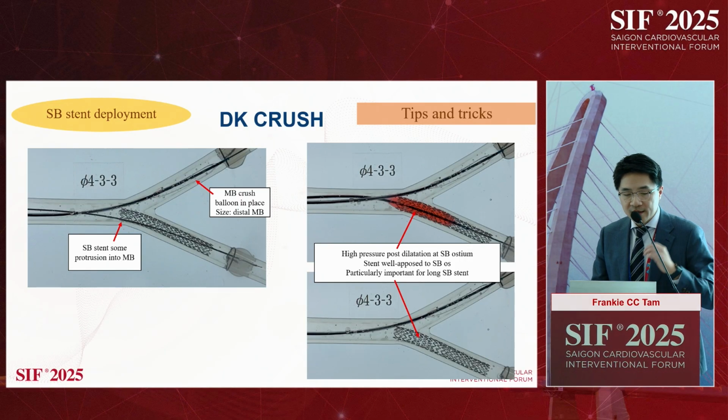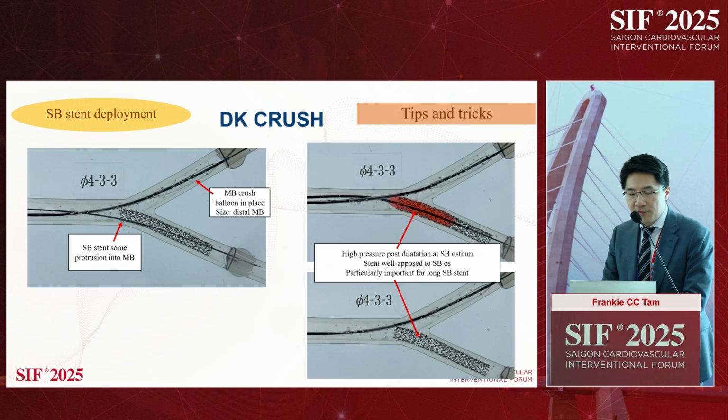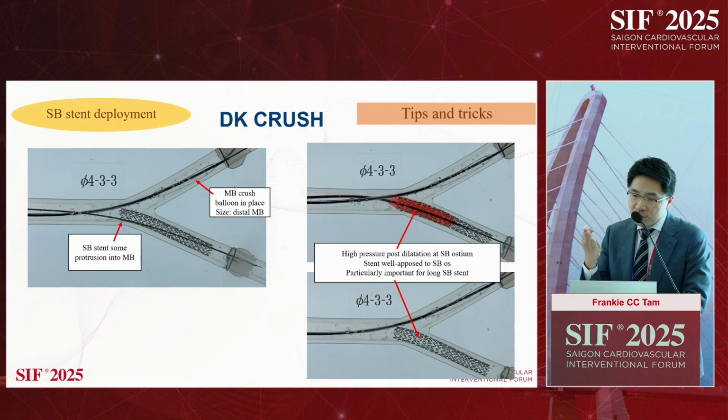So-called DK crush, again, there are different tips and tricks for you to do a good DK crush. So first of all, on the left side, you have deployed the side branch stent first, right? But for DK crush, you have to have some protrusion of the side branch stent inside the main branch. If you do not have good enough protrusion, then it is very difficult for you to crush the side branch stent strut to the side branch ostium.